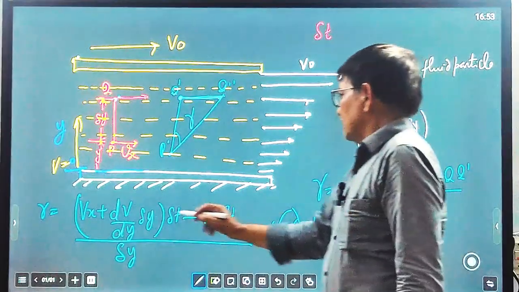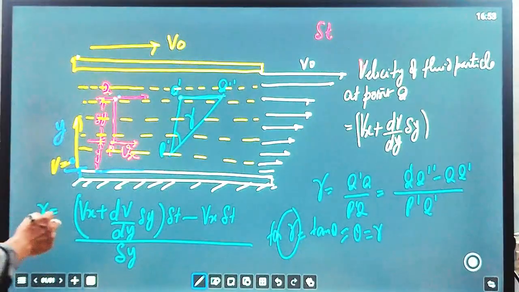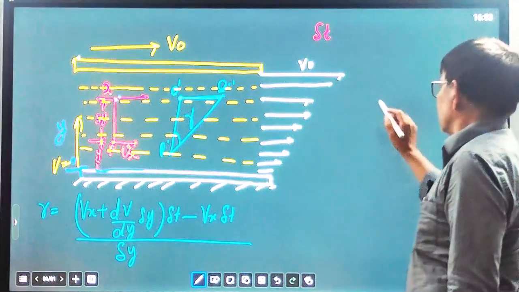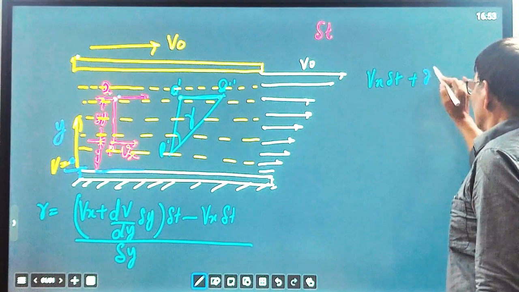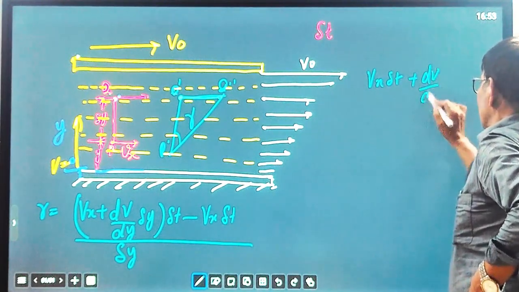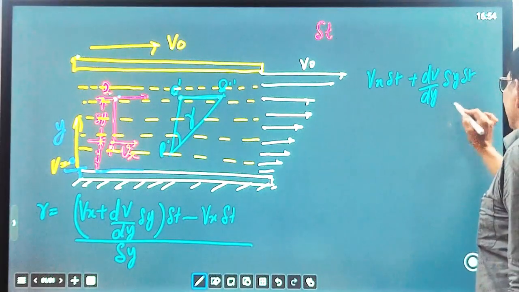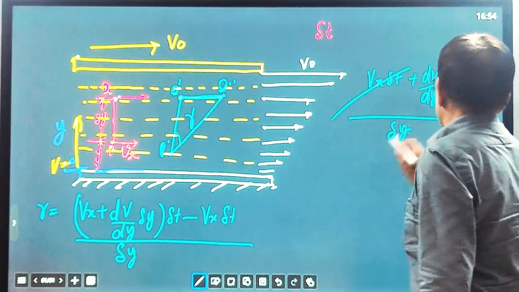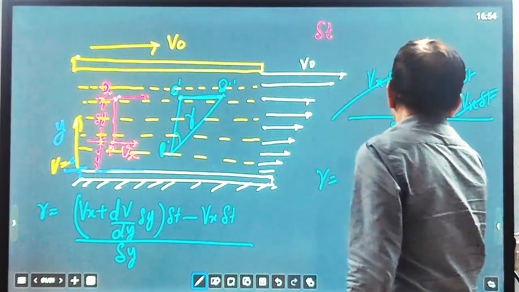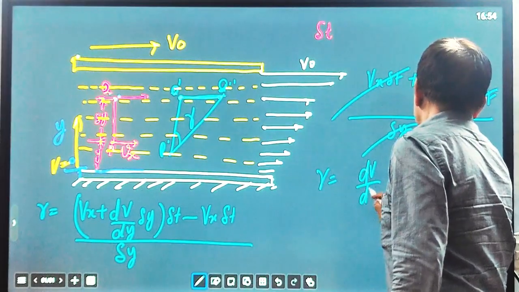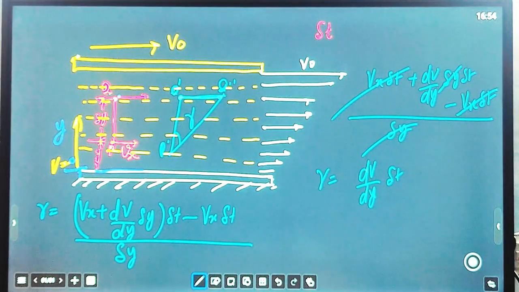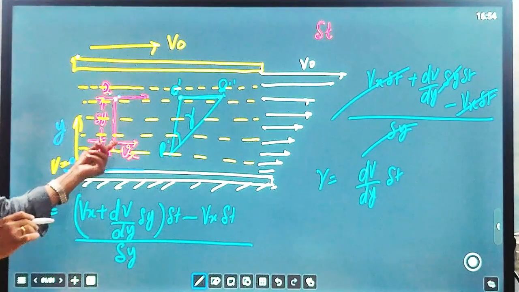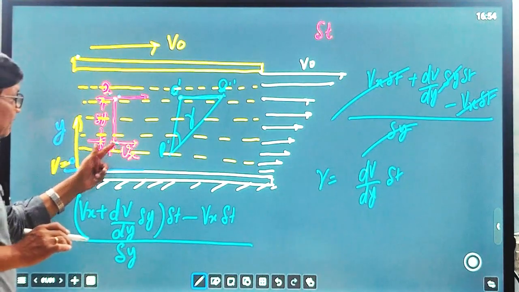So here, if you multiply and solve this, simplifying it you get Vx del t plus del v over del y into del y del t, minus Vx del t, upon del y. So this term will be removed and this one will be removed. So gamma equal to dv over dy into del t. This is the strain that is caused due to the particle moving from Q to Q dash, and because here velocity remains constant at this point, Vx, P will reach to P dash.